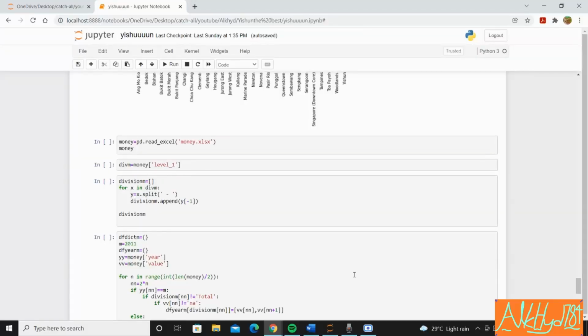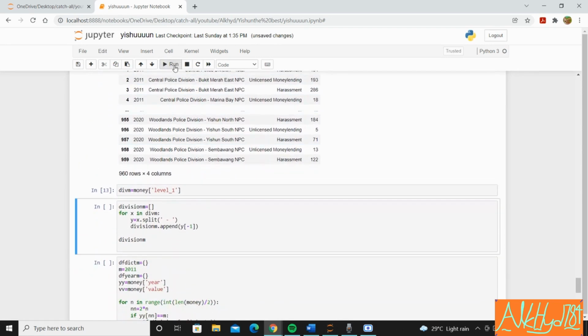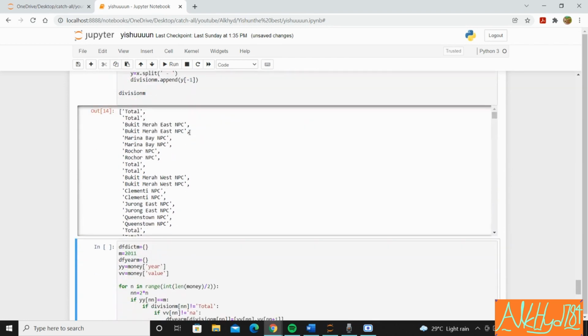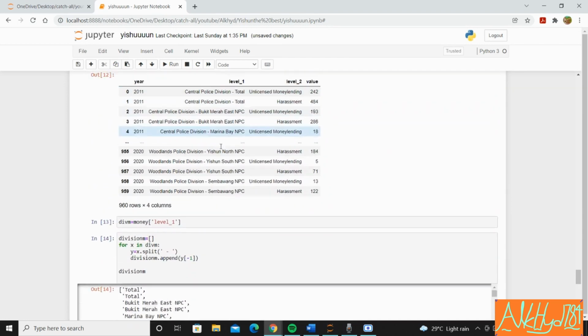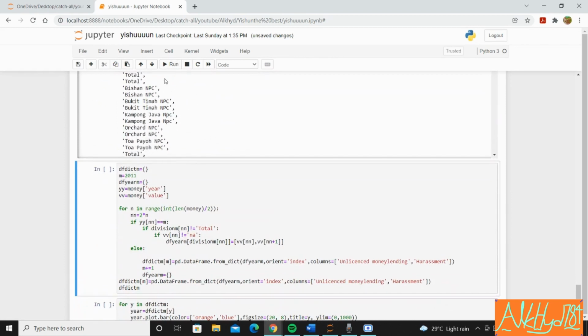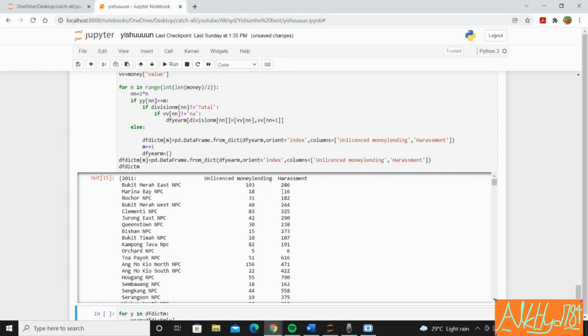Okay, so now let us move on to the money lending and harassment stats, which are actually quite surprising, like the numbers that are there. There's a lot of cases that happen all over Singapore. So once again, I read the data and do the exact same thing. The only difference is that I have to split it up into 2 different sets of data points. So yeah, that's the only difference here. I add an extra column, as you can see here, 2 columns.